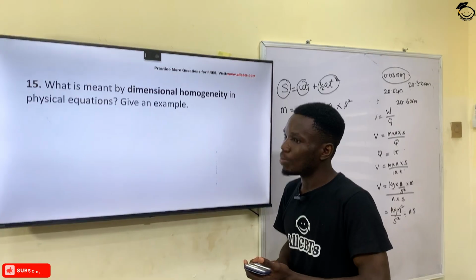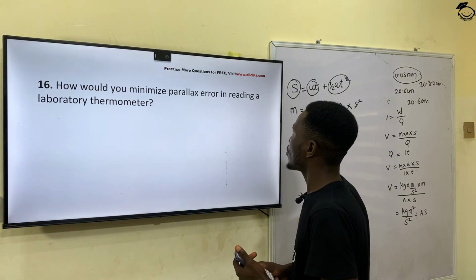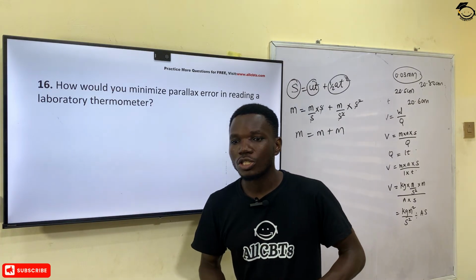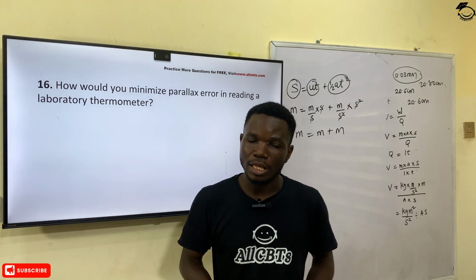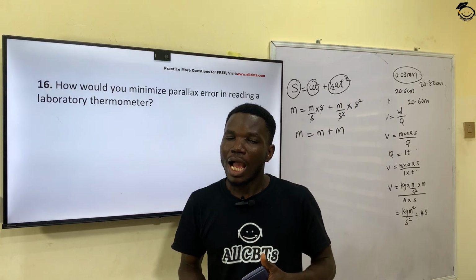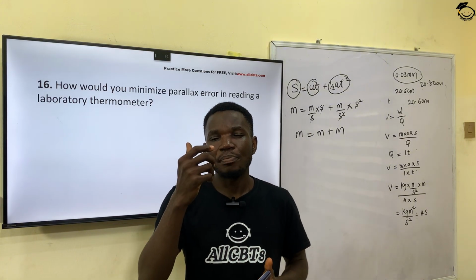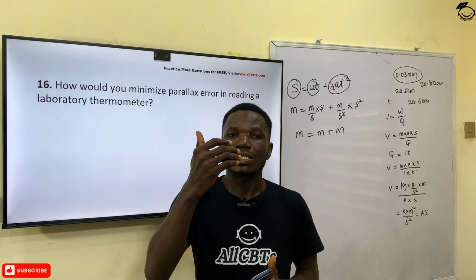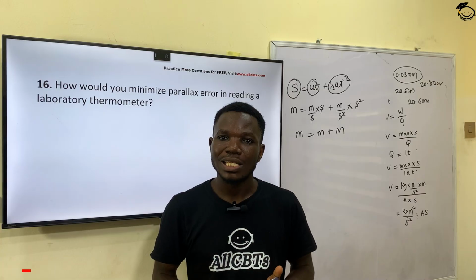Moving on to question number 16. It says, how would you minimize parallax error in reading a laboratory thermometer? Now, parallax error is an error due to human mistake or eyepiece mistake, meaning that you are committing it as a result of not reading the apparatus accurately. How do you minimize it? The first thing that you do is to ensure that the meniscus of your thermometer is at the same eye height, like you put it right at the same height as your eyesight.